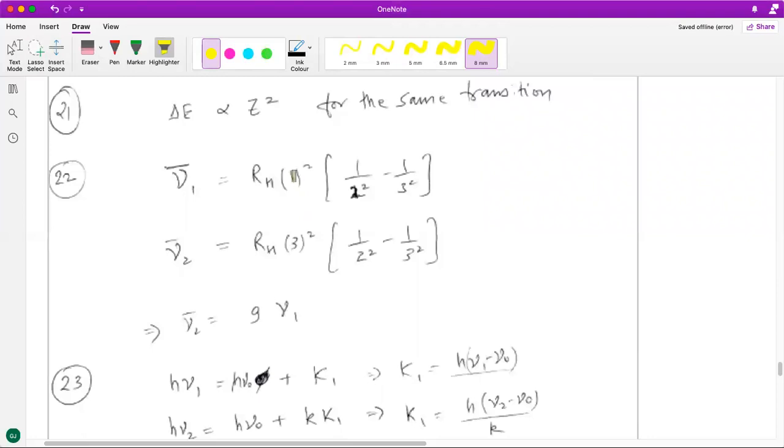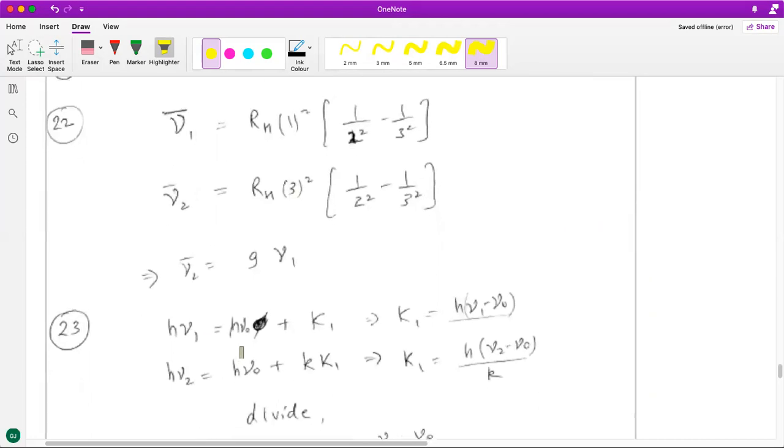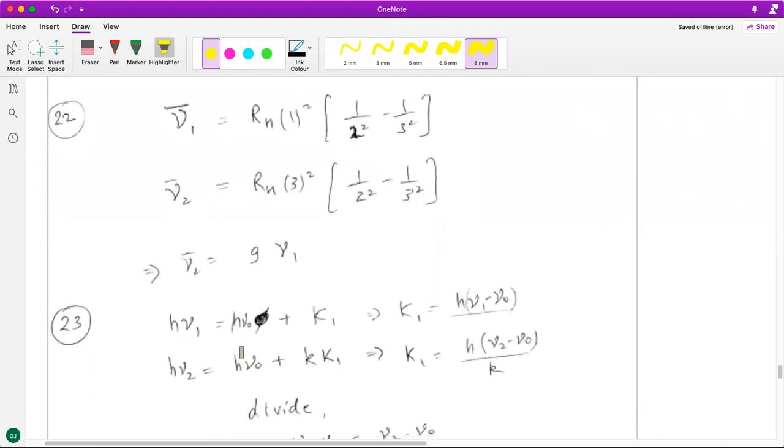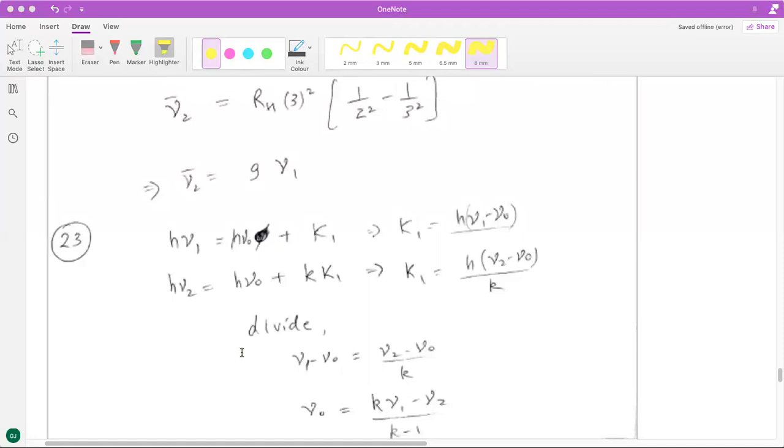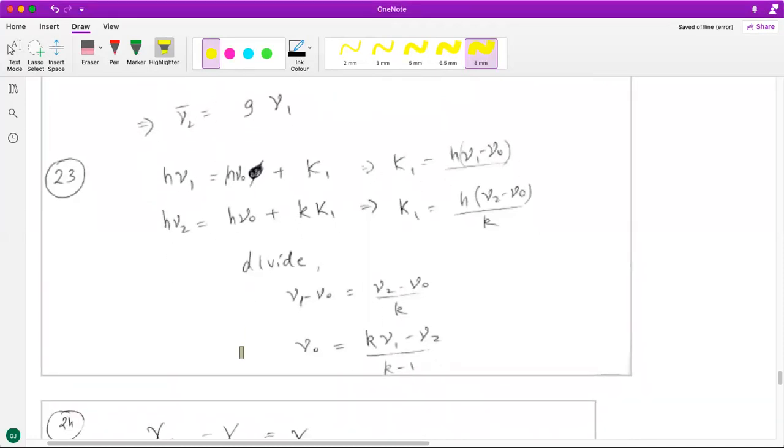All right, 22nd question, simple question, just reading the transitions for the first line of Balmer series and changing it from hydrogen to lithium. The only thing that changed is the Z value. So you can take the ratio, these values easily cancel out and you get that the wave number is 9 times that of hydrogen.